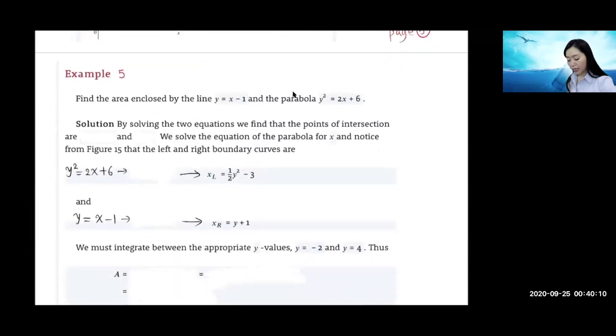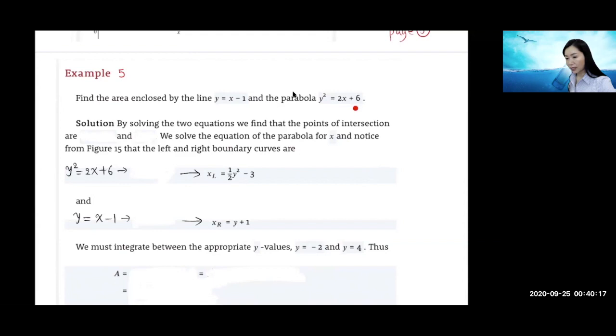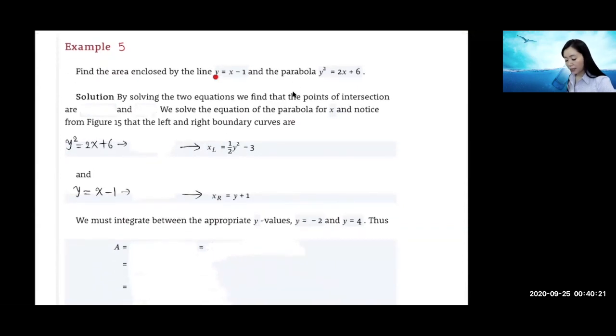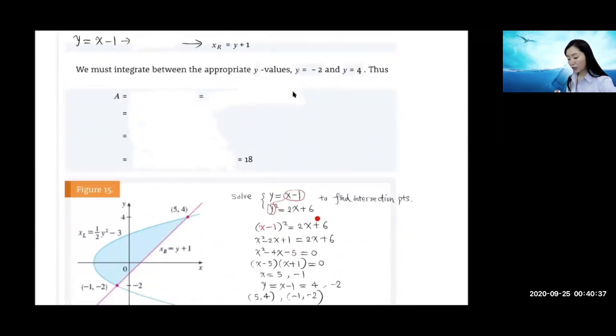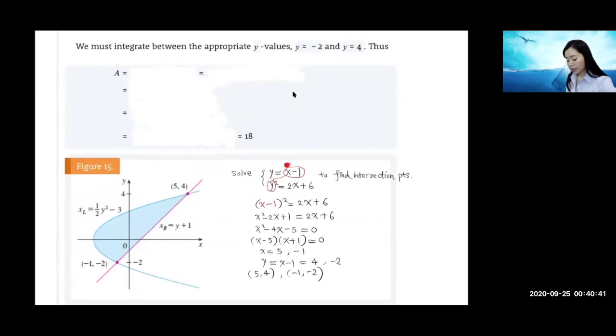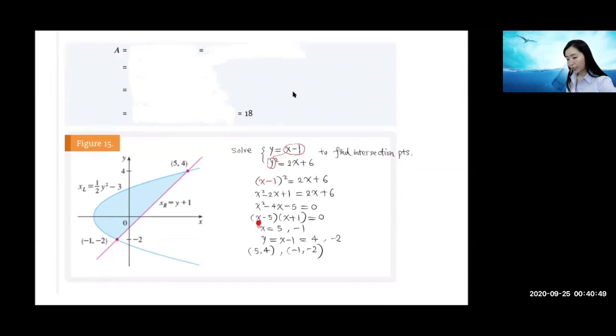Example 5. Find the area enclosed by the line y equal to x minus 1 and the parabola y squared equal to 2x plus 6. First, we want to find the intersection points of these two curves by solving this system of two equations together. Notice that we can use the substitution method. So substitute x minus 1 for y, expand that, combine like terms, factor, and we get x equal to either 5 or -1. So the corresponding y will be 4 or -2. So the two intersection points here will be (5, 4) and (-1, -2).